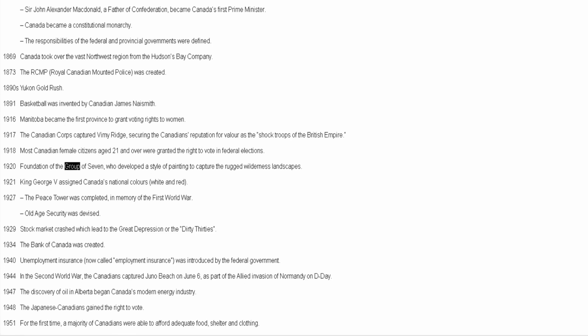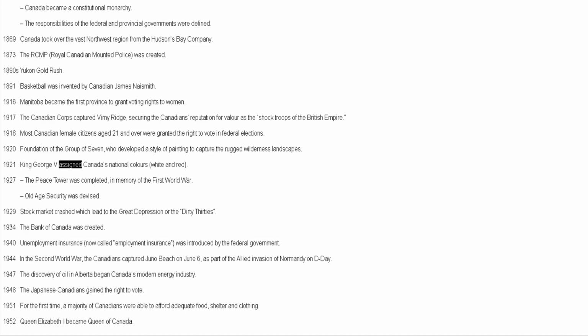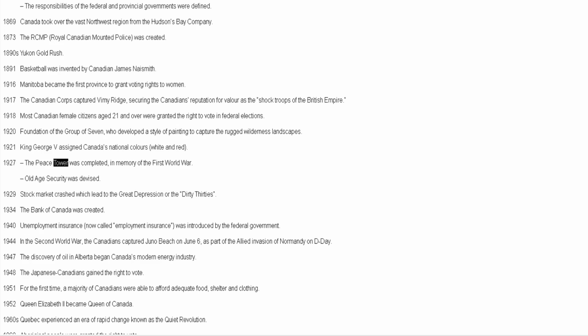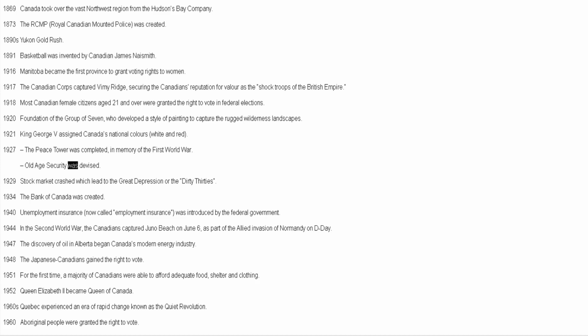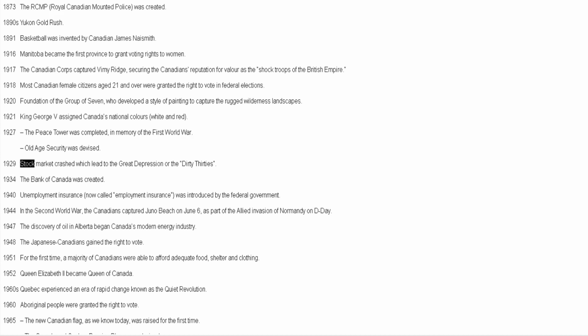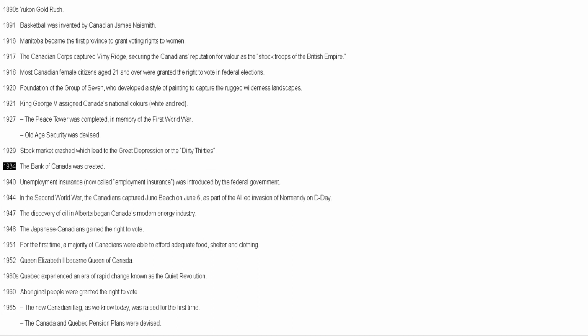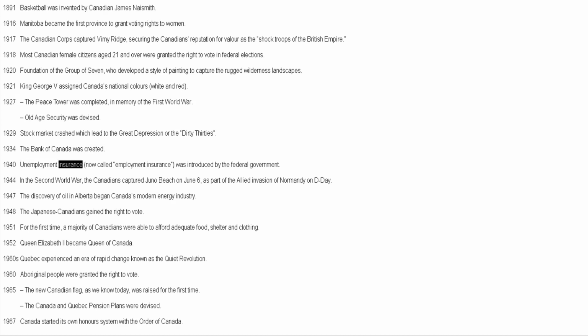1920 foundation of the Group of Seven, who developed a style of painting to capture the rugged wilderness landscapes. 1921 King George V assigned Canada's national colours, white and red. 1927 the Peace Tower was completed, in memory of the First World War. Old age security was devised. 1929 stock market crashed which led to the Great Depression or the Dirty Thirties. 1934 the Bank of Canada was created. 1940 unemployment insurance, now called employment insurance, was introduced by the federal government.